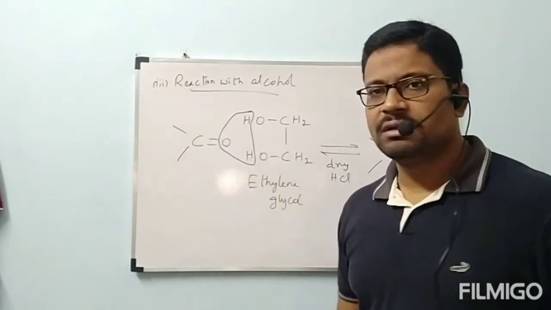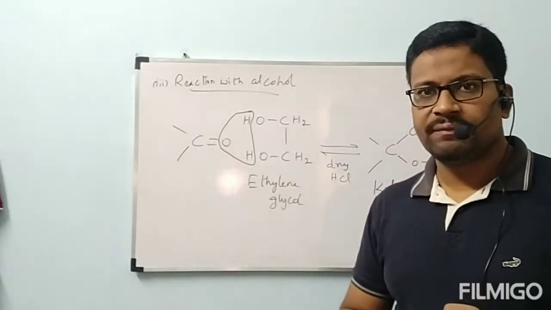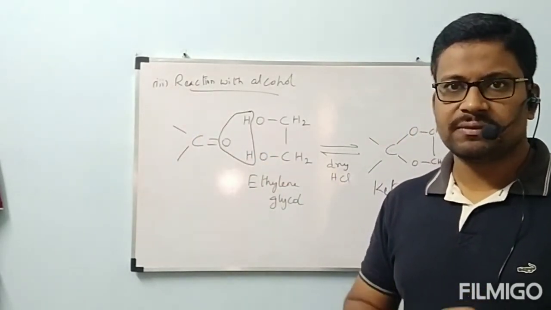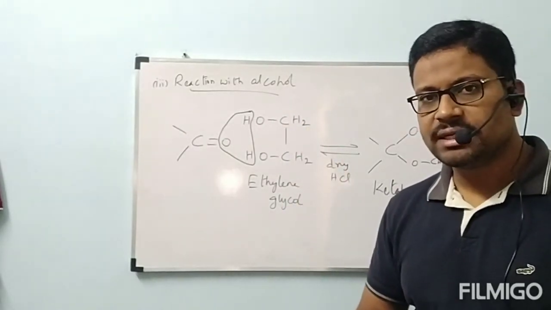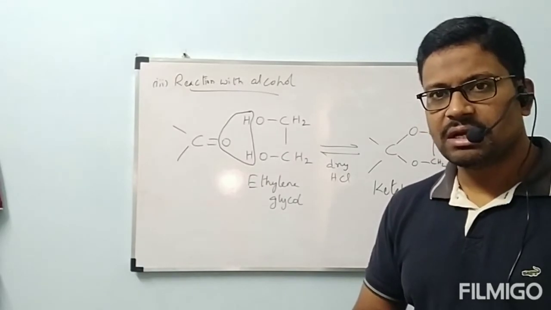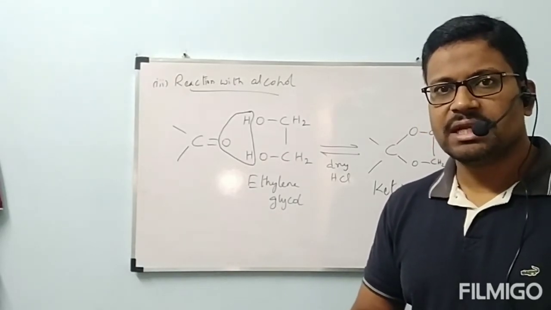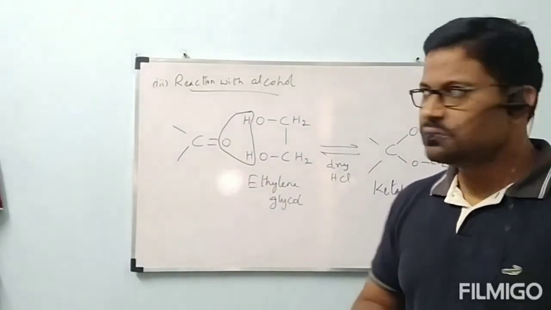This is about the third one. First one, reaction with HCN. Second one, reaction with NaHSO3. Third one, reaction with alcohol. Are you clear? Aldehydes or ketones, the carbonyl group, react with alcohols to form acetals or ketals. This is about the third reaction.